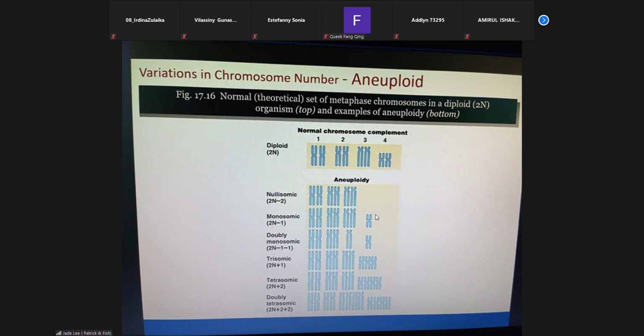Okay, kalau trisomic, ya that's right lah, plus 1. Kalau tetrasomic, plus 2, ada 4. Kalau doubly tetrasomic, 2n plus 2 plus 2. Yang ini plus 2 plus 2. Boleh faham ni ya? Boleh, doctor. Okay.